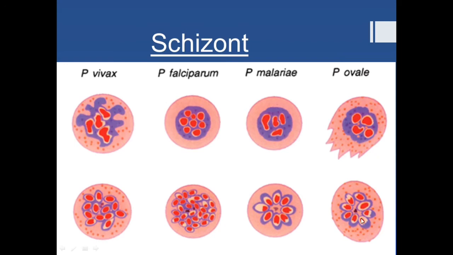So 8 merozoites in Plasmodium ovale, 24 in Plasmodium falciparum, and 12 to 18 in Plasmodium vivax. Whereas in Plasmodium malariae, these will be arranged in the form of a rosette. So you have to remember all these forms.